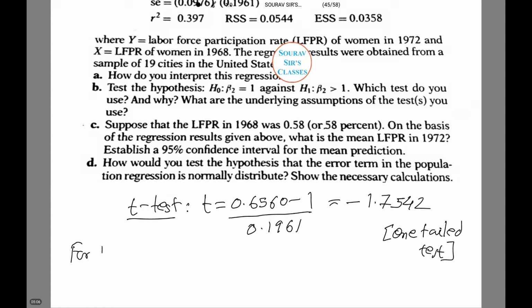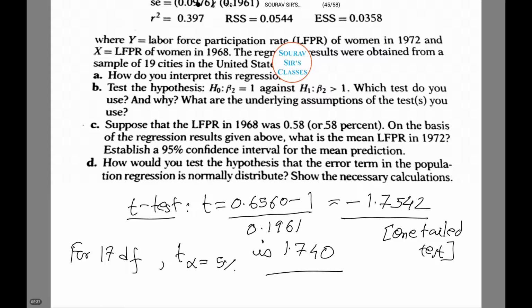Now for 17 degrees of freedom, the one-tailed t-value at alpha equals 5% is 1.740. Since the estimated t-value is significant at this level of significance, we can reject the hypothesis that the true slope coefficient is 1 or greater.